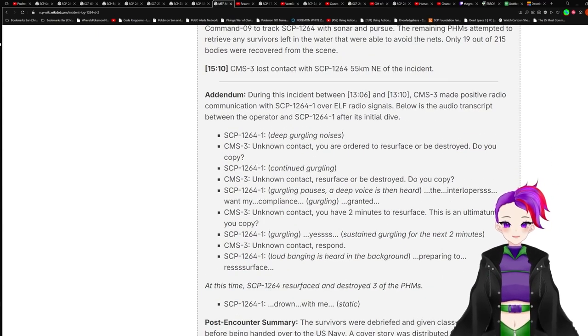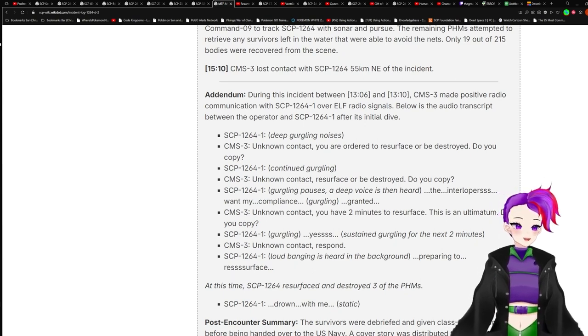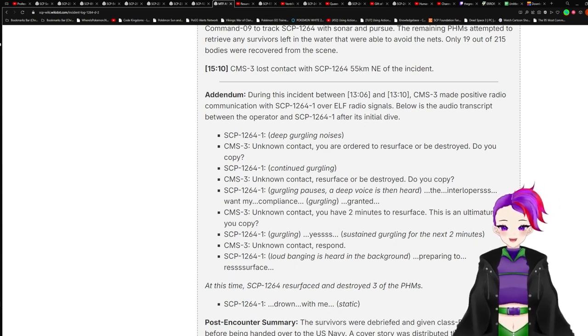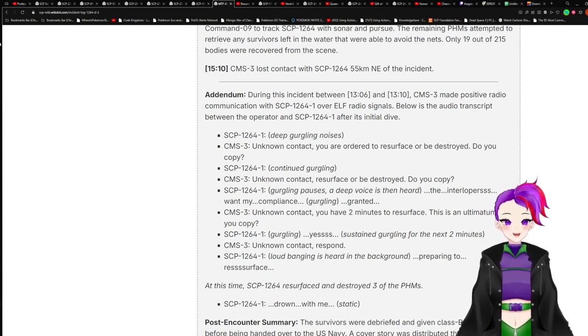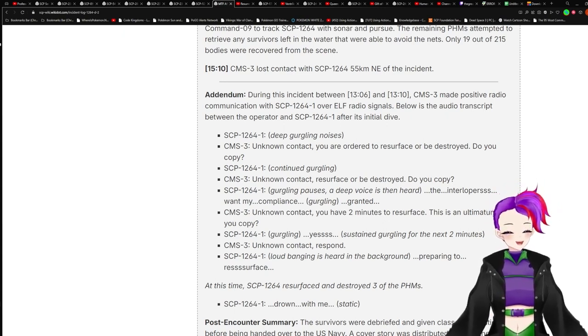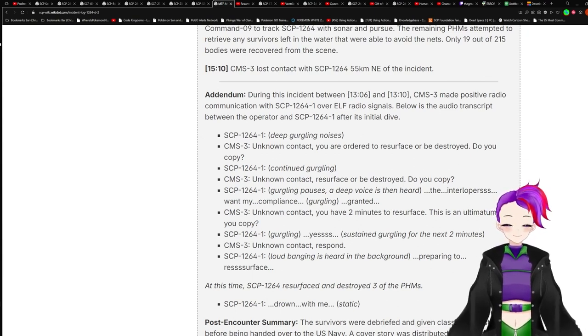Addendum: during this incident, between 1306 and 1310, CMS-3 made positive radio communication with -1 over ELF radio signals. Below is the audio transcript between the operator and -1 after its initial dive.